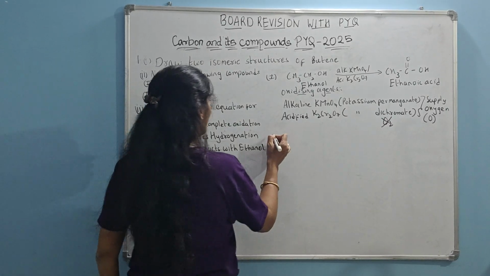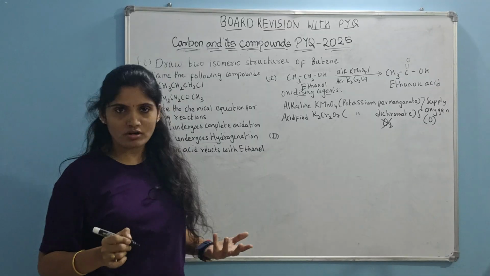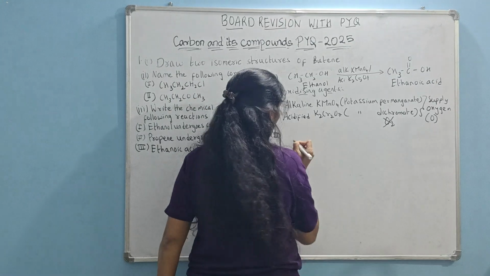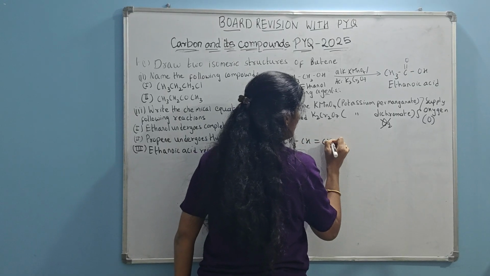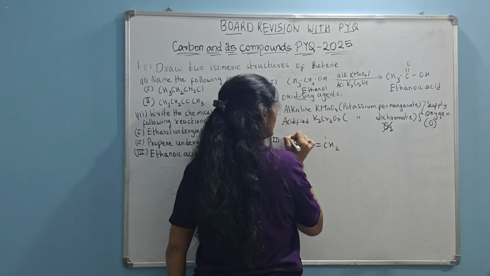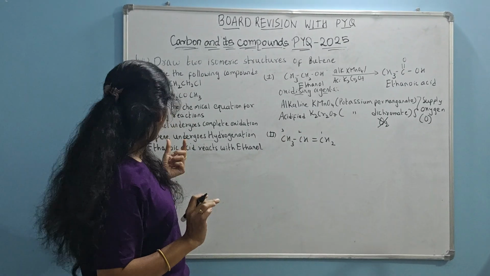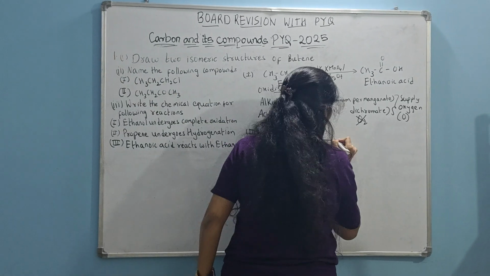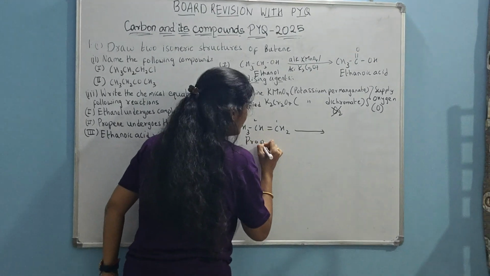Next I have to do what did he say here? Propene undergoes hydrogenation. Okay, we have to do hydrogenation of propene. Now what is propene's formula? CH3CH=CH2. I'll number from this side, so this will be 1-propene. I have to do hydrogenation of propene. Now propene is an unsaturated compound. It has one unsaturation.